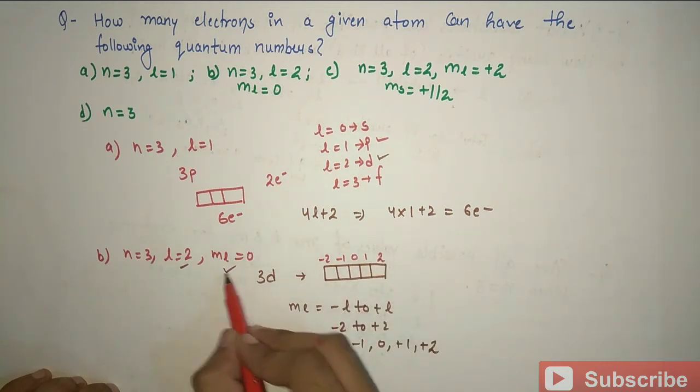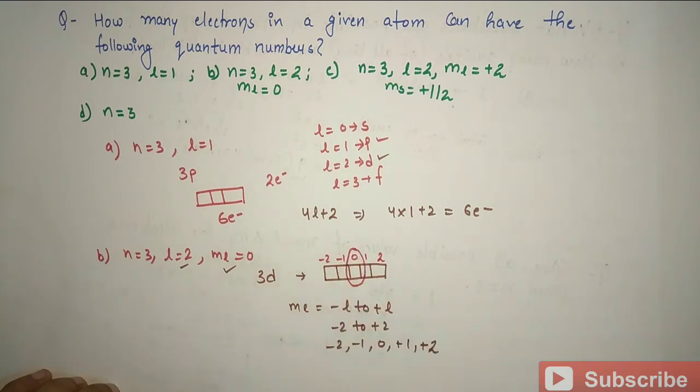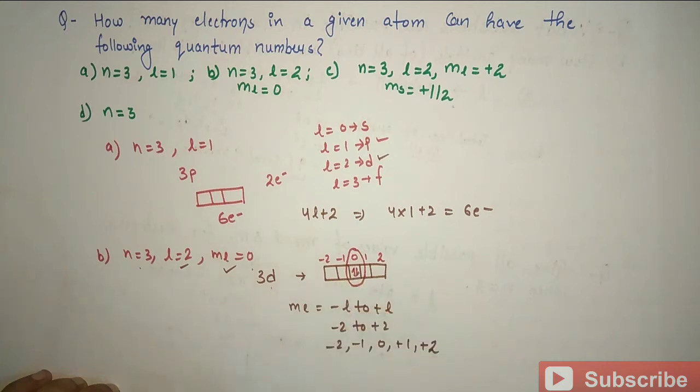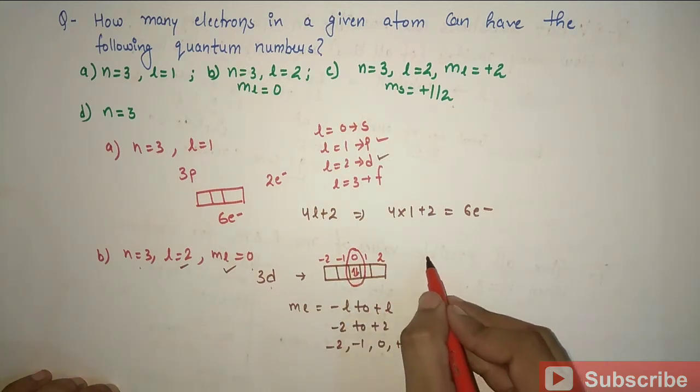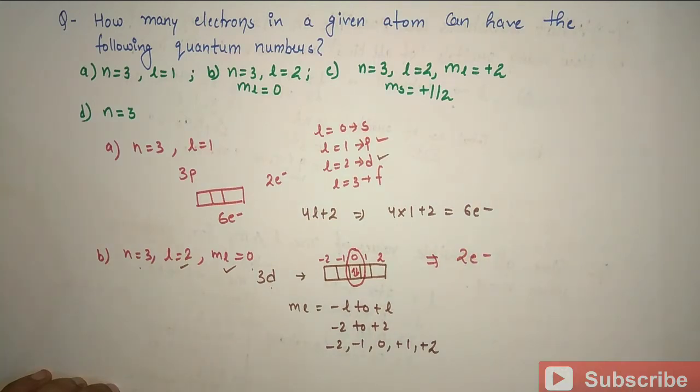So here ml is given as 0, so this is talking about this orbital. So when n is equal to 3 and l is equal to 2, that is we are talking about the 3d, and ml is equal to 0. So this is a single orbital and every single orbital can hold a maximum of 2 electrons. So the total number of electrons in this case will come out to be 2 electrons.